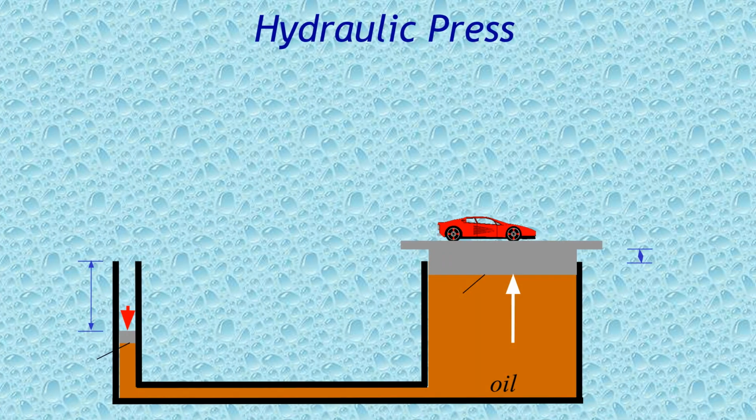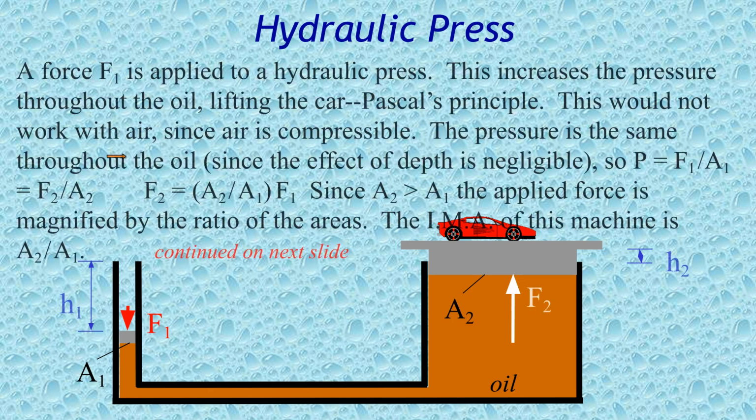A hydraulic press uses Pascal's principle. A small force F1 applied to area A1 creates pressure that is transmitted to area A2, resulting in a larger force F2, lifting a heavy object. The output force is magnified by the ratio of the areas, A2 over A1.